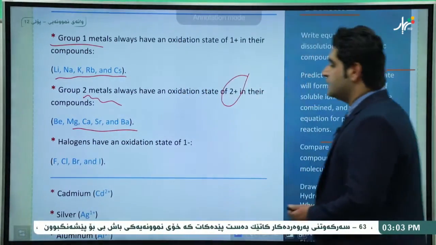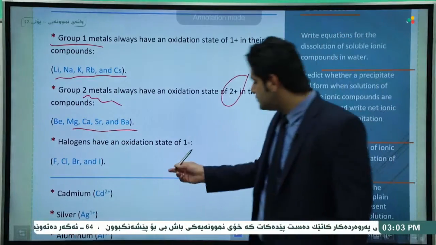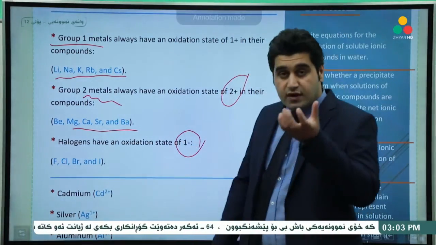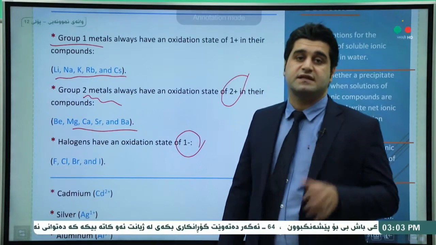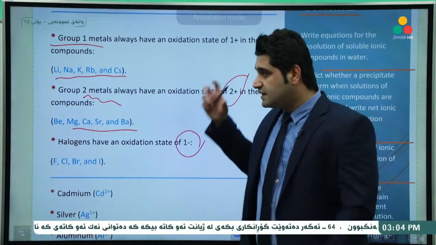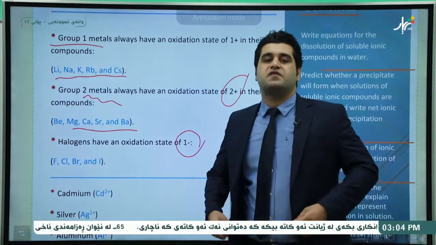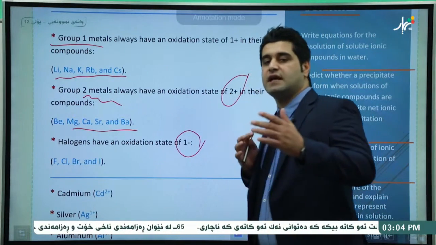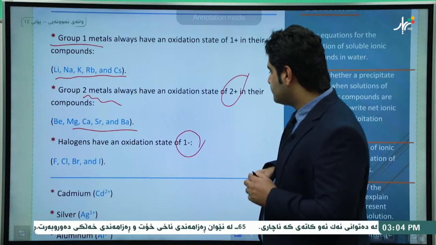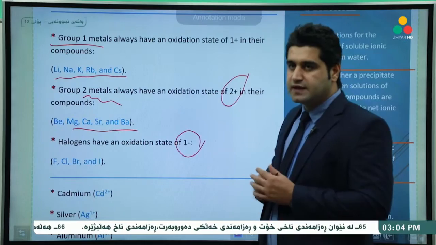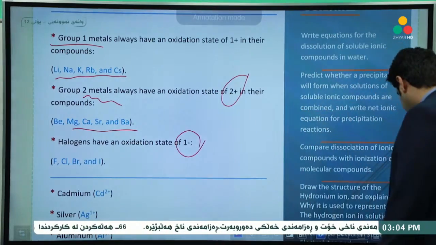Group 2 metals always produce +2 ions in compounds, such as beryllium, magnesium, calcium, strontium, and barium. Halogens always produce -1 ions, due to their strong electronegativity in the periodic table. They always produce -1 ions because they need only 1 electron to fill their outermost shell. When we do the electron configuration for the halogens, we can see that very easily.